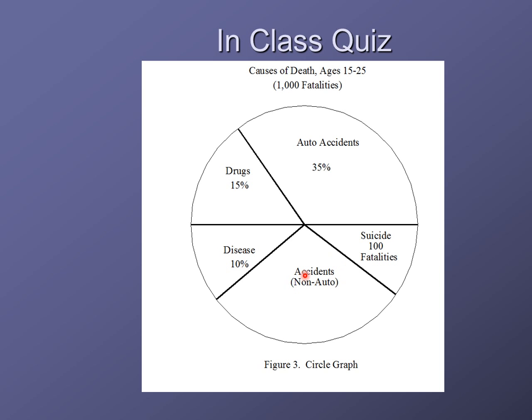So you are left with another 30% because the total graph should complete 100%, right? Now you know the non-auto accident fatalities are 30%. That's how we can use a graph to solve some problems and find a lot of other information just using the graph.